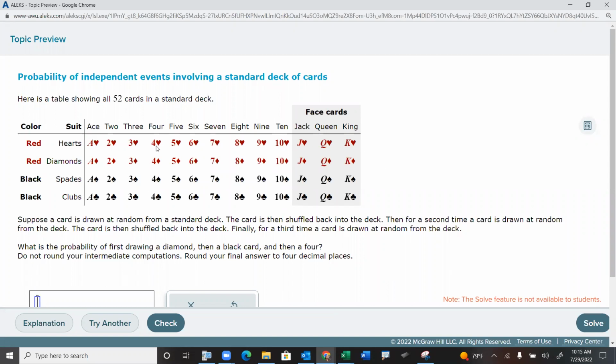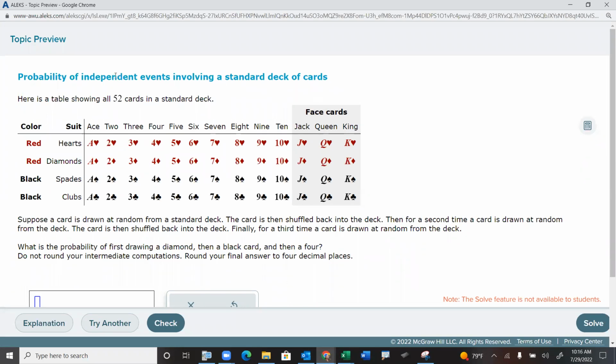Okay, so once again, we've got the standard deck of cards here, represented by everything here, just like that dice chart we saw a second ago. And it says, suppose that a card is drawn at random from a standard deck, so no jokers, it's not like Old Maid or anything. The card is then shuffled back into the deck. So this is with replacement. So the card is put back. Then for a second time, a card is drawn at random from the deck.